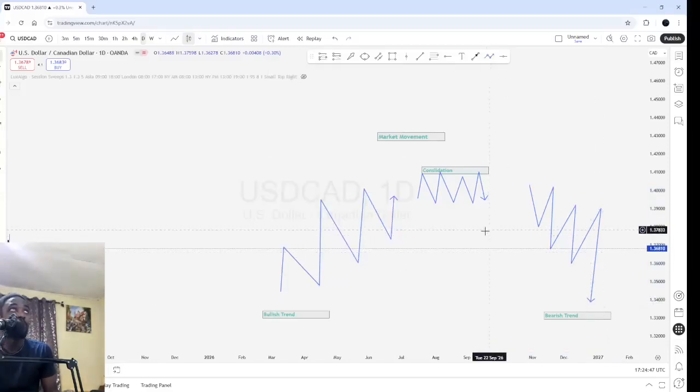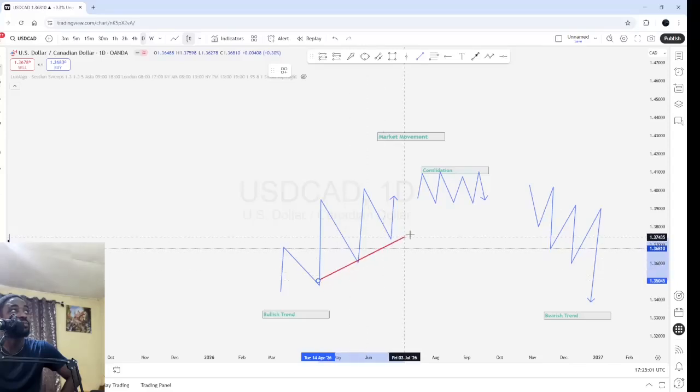Alright, so this is a bullish trend. You can just manage it. So this is a bullish trend, and this is a consolidation, and this is a bearish trend. So first of all, if you want to know whether it's a trend, use this line to connect it.